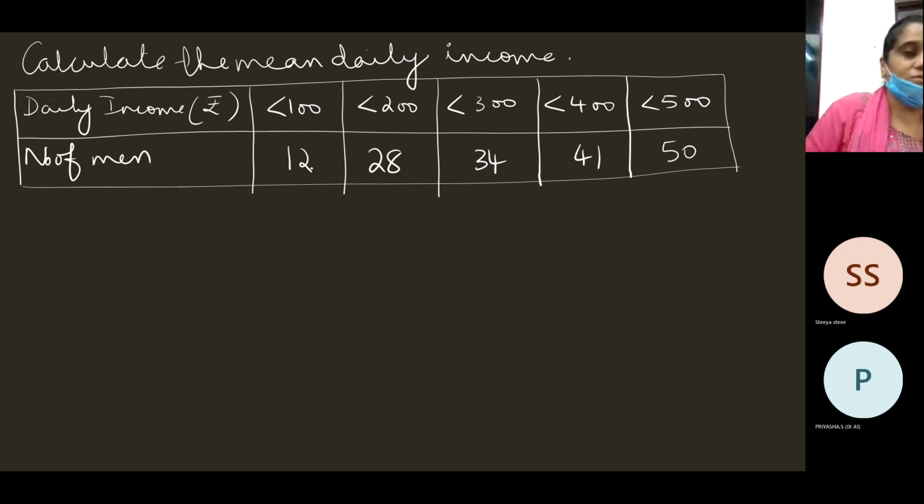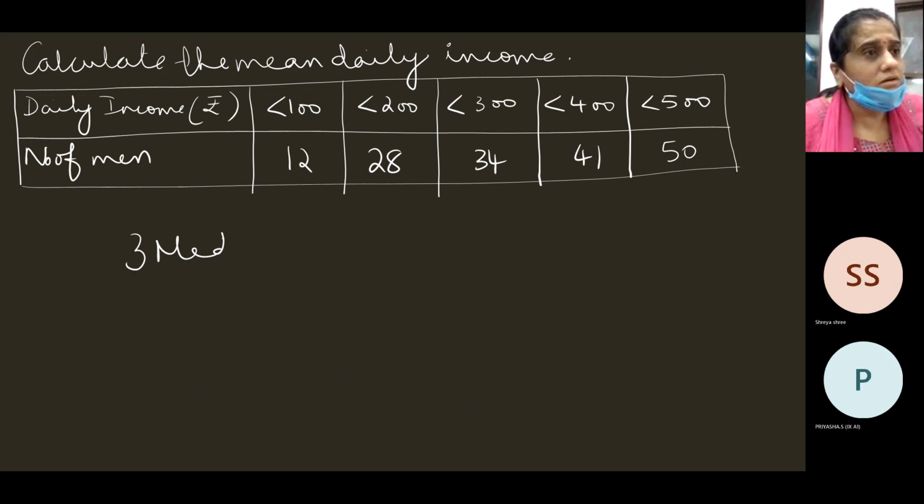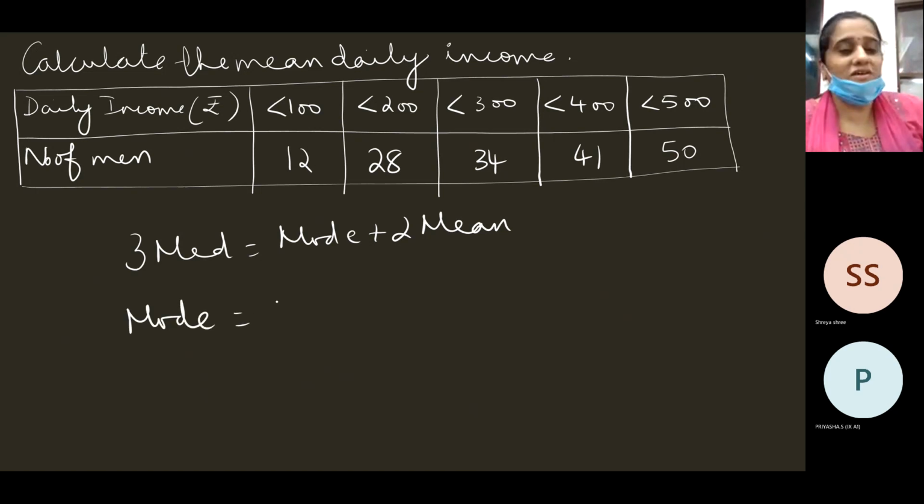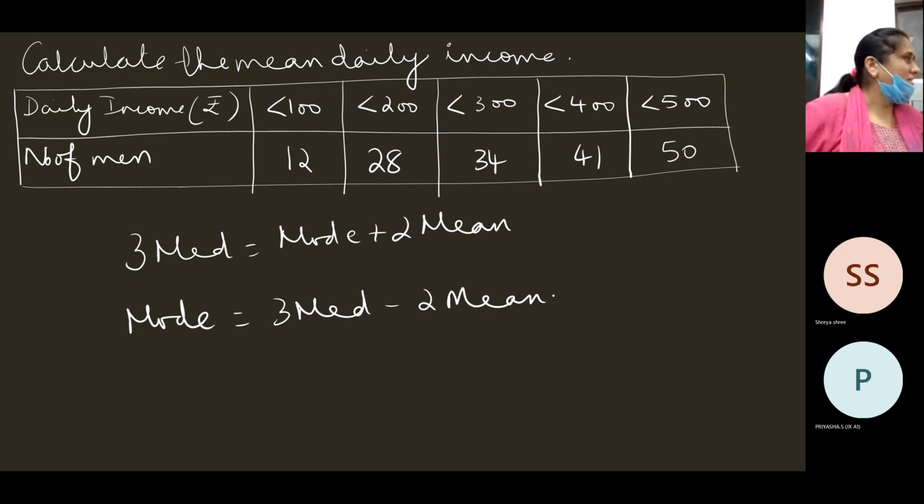What is the empirical relationship between mean, median, and mode? 3 median, mode plus 2 mean. Yeah, that's how I remember. Mode is equal to 3 median minus 2 mean. We used to remember it in a particular way, no? So yes, mode is equal to 3 median minus 2 mean.